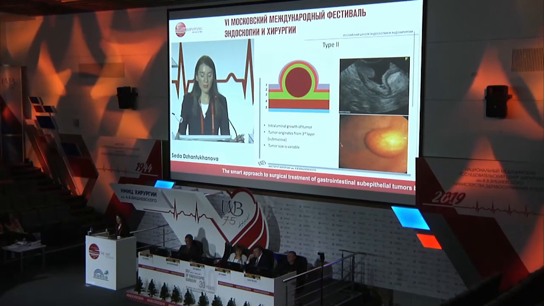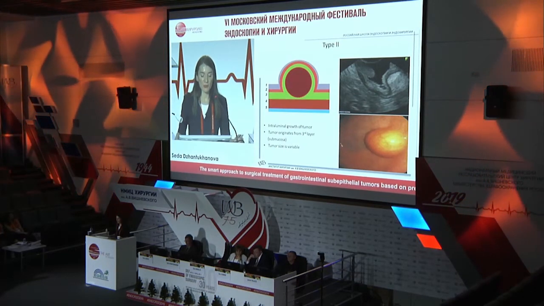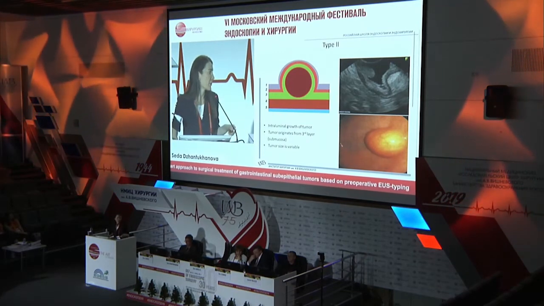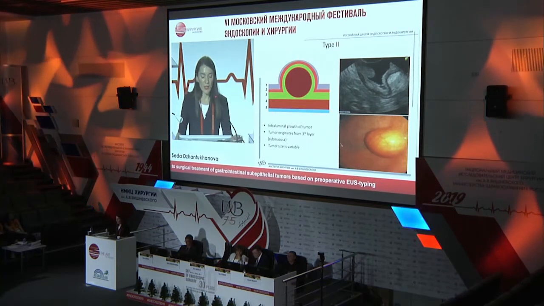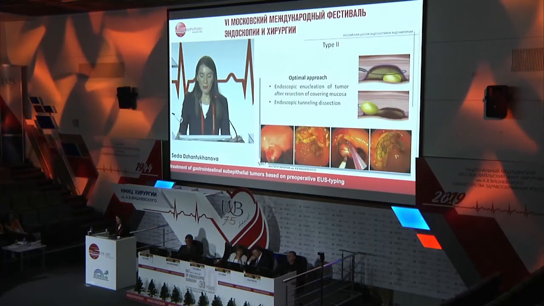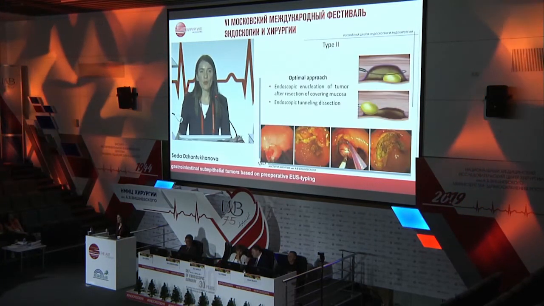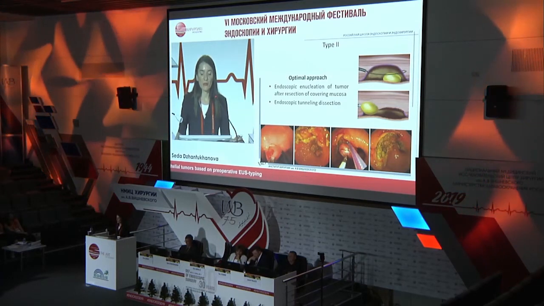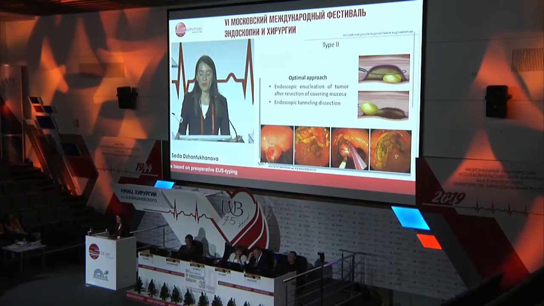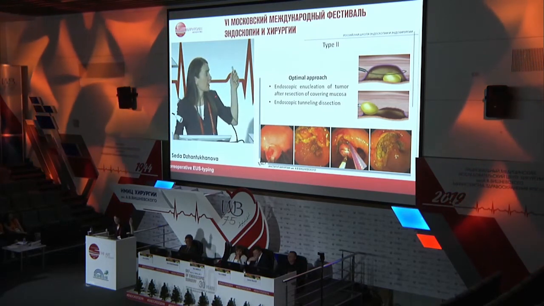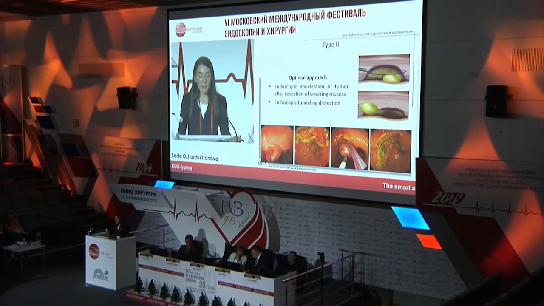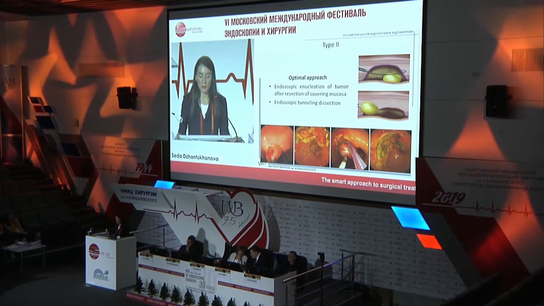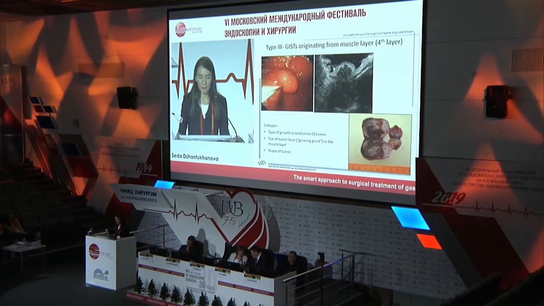Type 2 is a tumor with intraluminal growth too, but this tumor originates from the third layer, the submucosa. This is for non-epithelial tumors, not only for GIST. The tumor size could be variable. The optimal approaches for this type are endoscopic enucleation of the tumor after resection of the covering mucosa, as you can see on the upper image, and endoscopic tunneling dissection, so removal of the tumor from the tunnel.